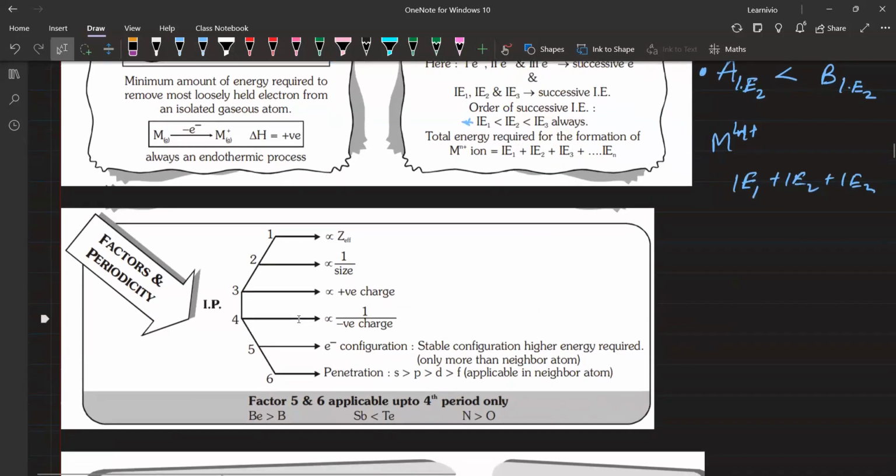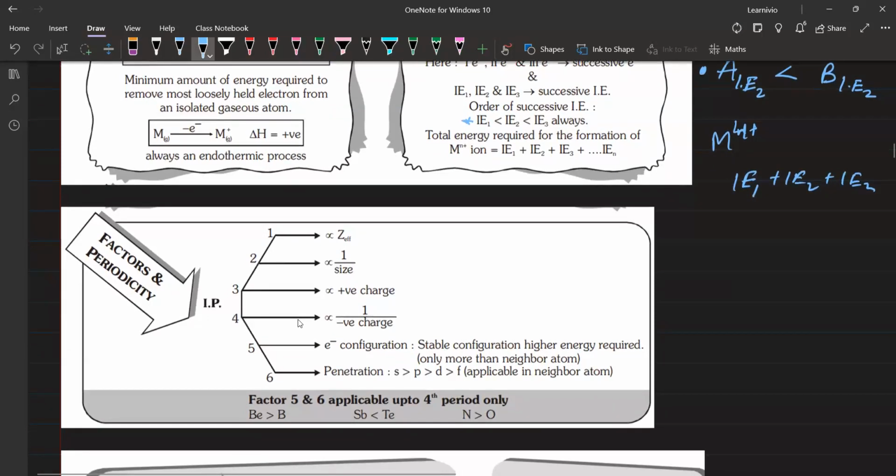What are the factors that affect the ionization enthalpy? By the way, this is IP. IP is short for ionization potential. It is the same thing as ionization enthalpy. Now, obviously, it is directly proportional to the Z effective. Why? Because if the effective nuclear charge is very high, that means it will be pulling the electron, and the attraction between the nucleus and the electron will be very high. You will have to break that attraction, and for that you will have to give a higher amount of energy, and hence the ionization potential will be increasing.